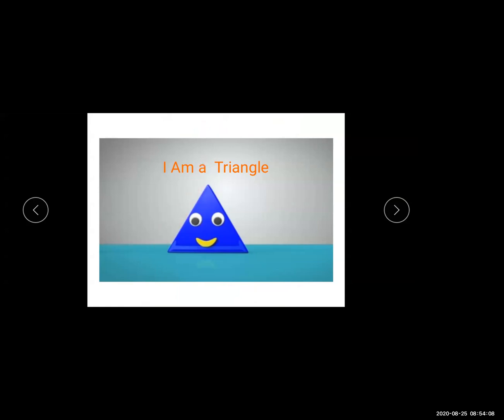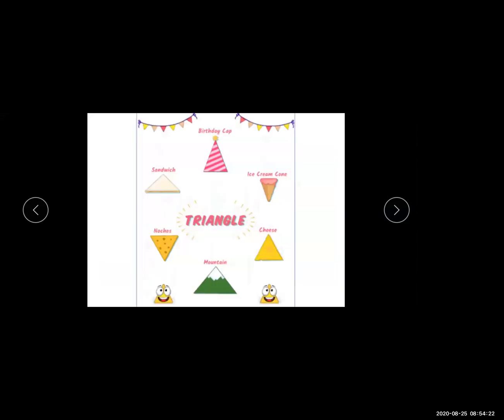I am a triangle. I have three sides. So, students, this is the triangle, and triangle has three sides. Now, let us see the family of triangle.